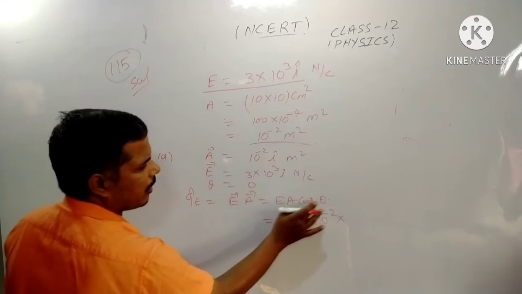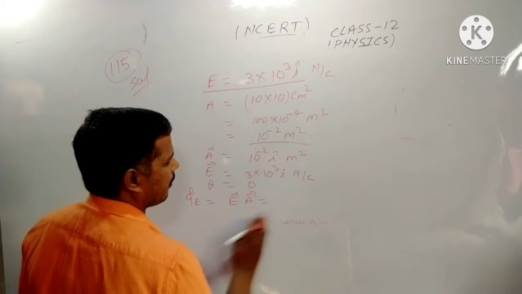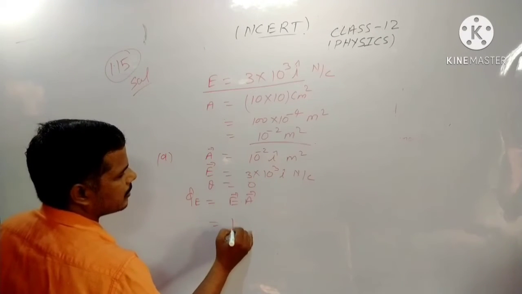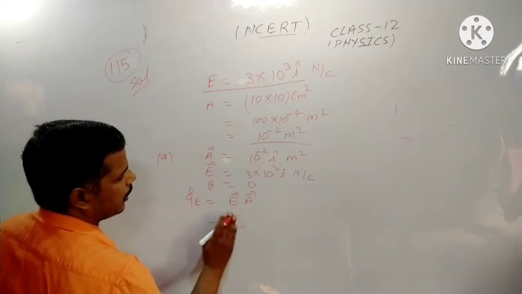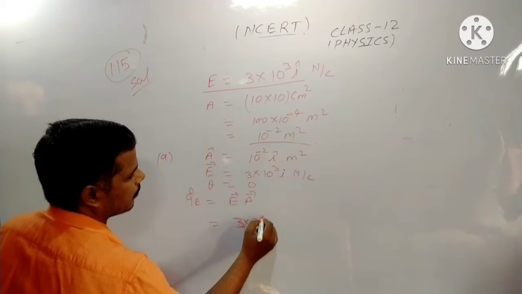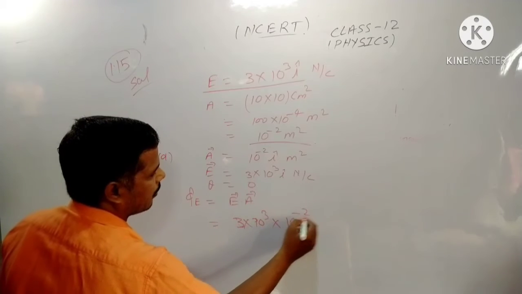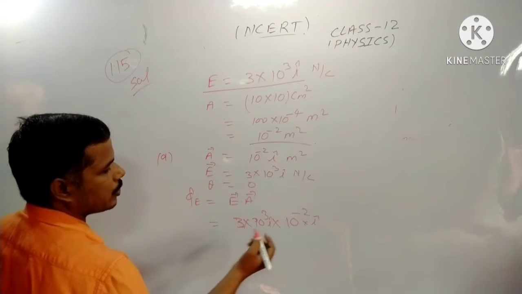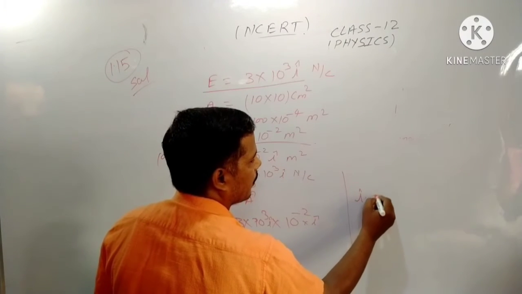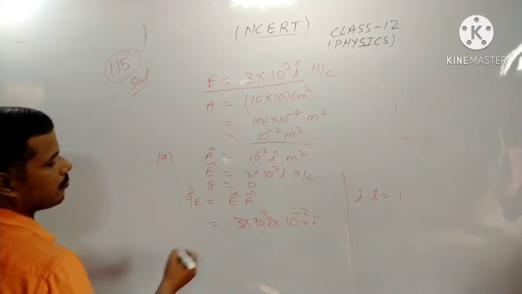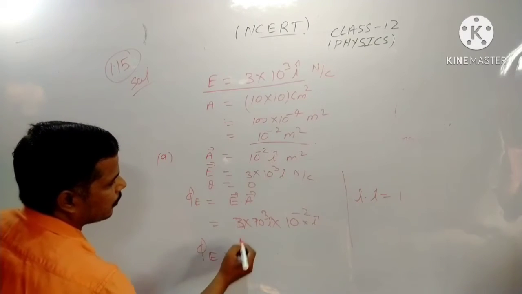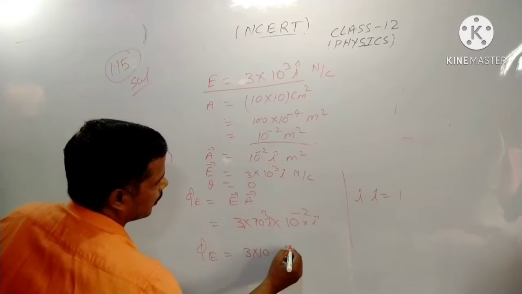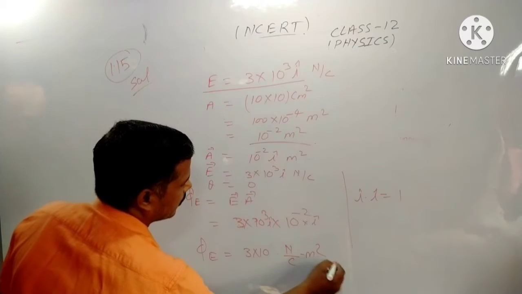We have no need to put the value of cos theta. We can directly say, by using vector E dot vector A, that 10 power 3 into 10 power 3 into 10 power minus 2. Here also i cap into i cap, i cap dot i cap is equal to 1. So flux phi is equal to 3 into 10 is equal to 30 Newton meter square per Coulomb.